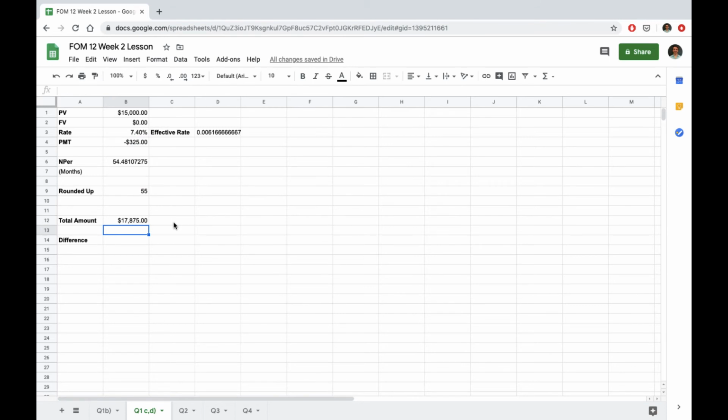If you want to see what the difference is, so how much he paid in interest charges, we would take our total amount that we paid, subtracted by the principal value here. So Jim paid about $3,000 extra for his car because he didn't pay for it all at once. So that was the interest charge here.